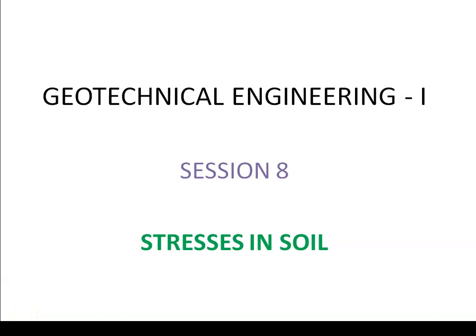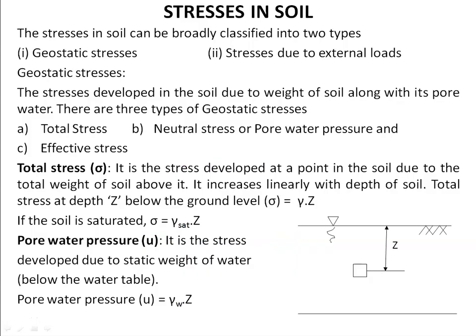Welcome to session 8. The topic is stresses in soil. The stresses in soil can be broadly classified into two types: geostatic stresses and stresses due to external loads. Geostatic stresses developed in the soil due to weight of soil along with its pore water. There are three types of geostatic stresses: total stress, neutral stress or pore water pressure, and effective stress. So geostatic stresses are nothing but self weight of soil.